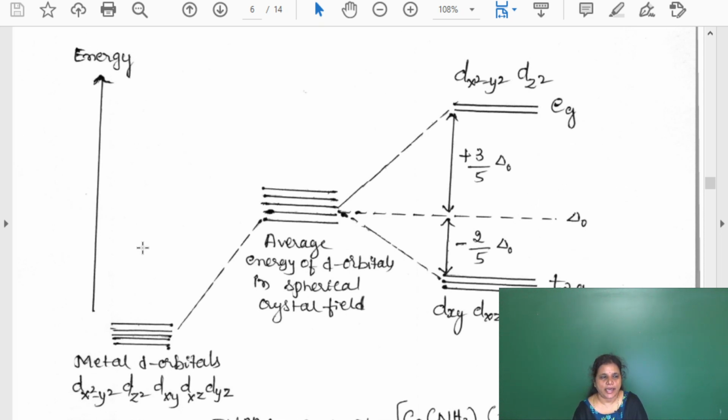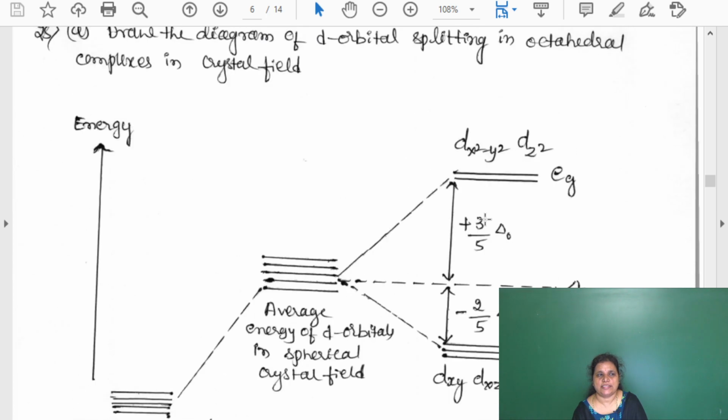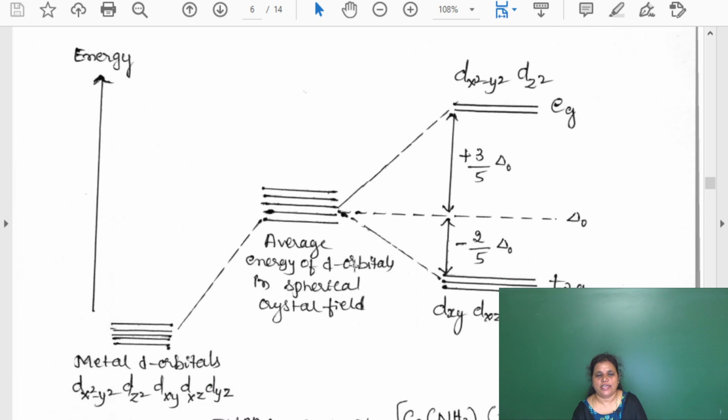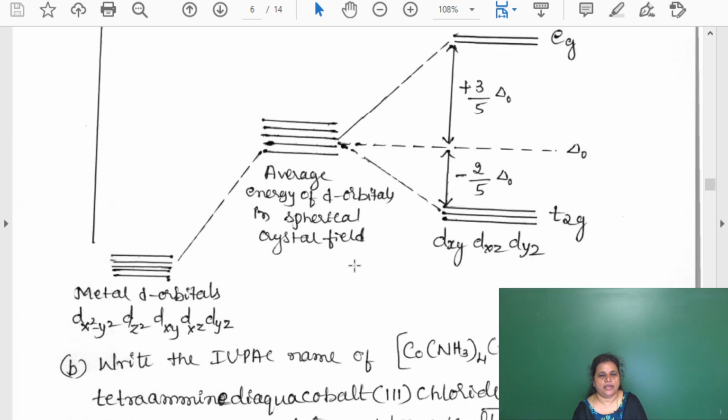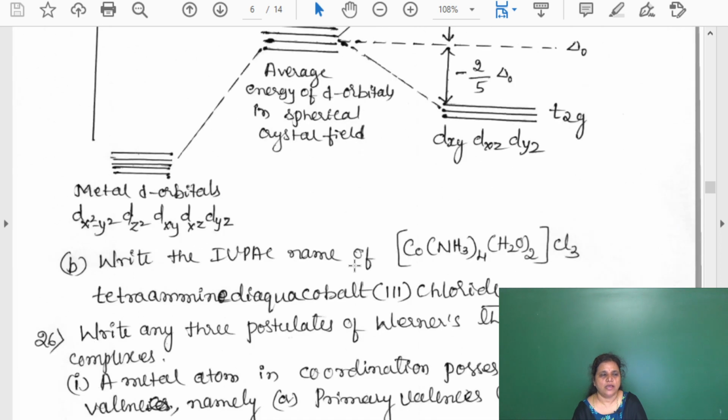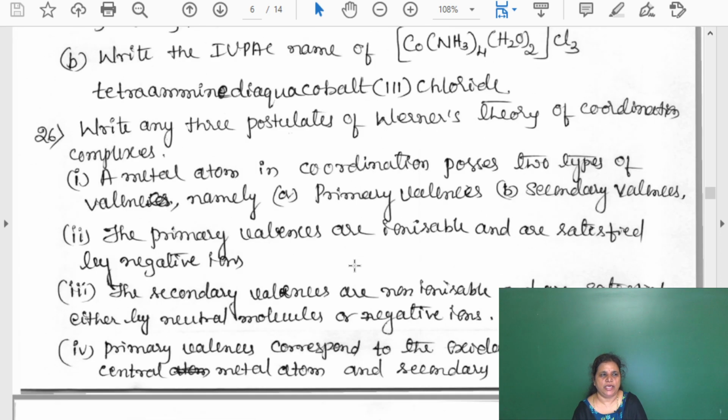So this diagram only you have to write, no need to write the explanation, and don't write the reverse of it, because that becomes tetrahedral. Since octahedral complexes in crystal field is given, you have to write this diagram, and this diagram carries 2 marks. And move on to question number B in this.